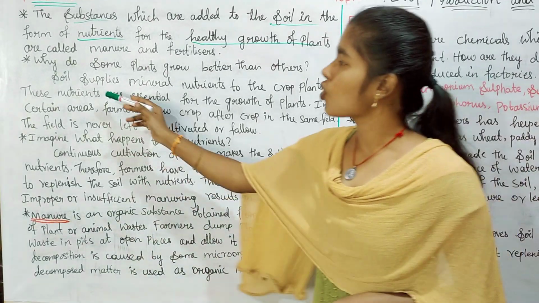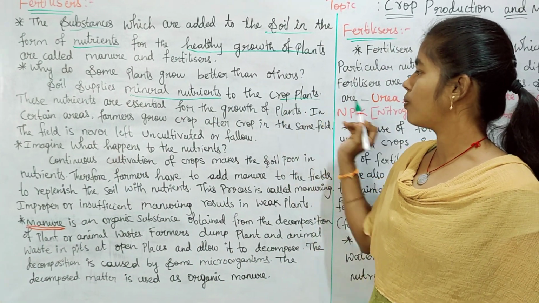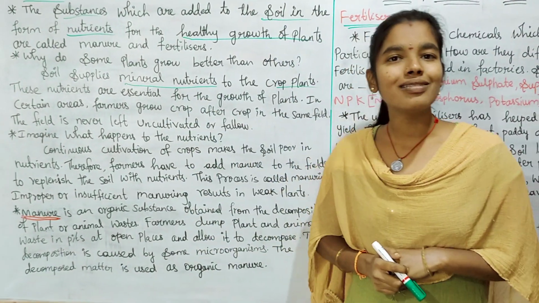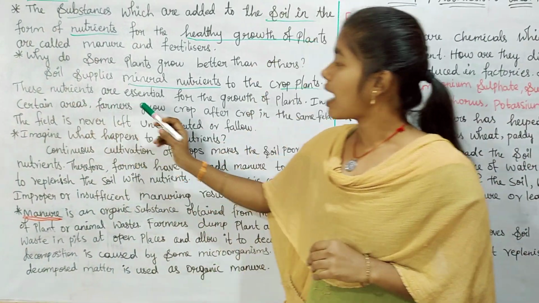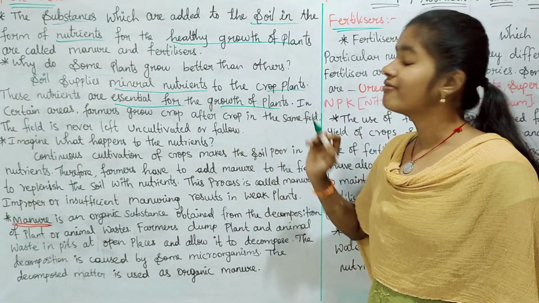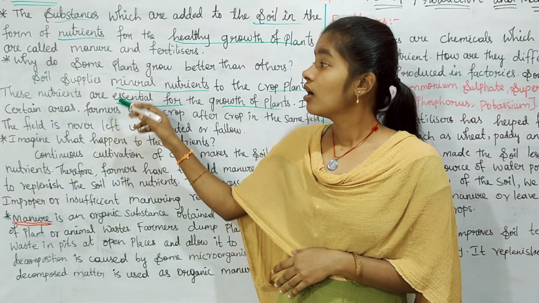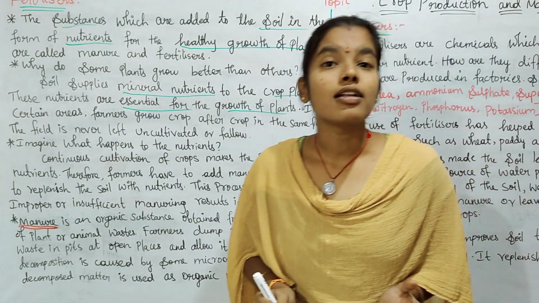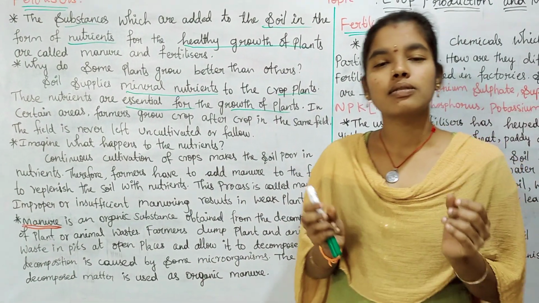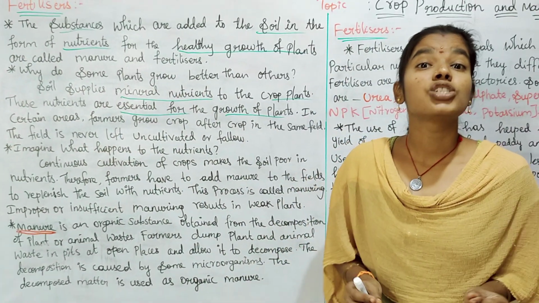We'll discuss it now. Soil supplies mineral nutrition to the crop plants. What is the soil supplying? Minerals and nutrients to the crop plants. These nutrients are essential for the growth of plants. So the question is, why do some plants grow better than others? Soil supplies nutrients and minerals to those particular crop plants, and these nutrients are essential for their growth.